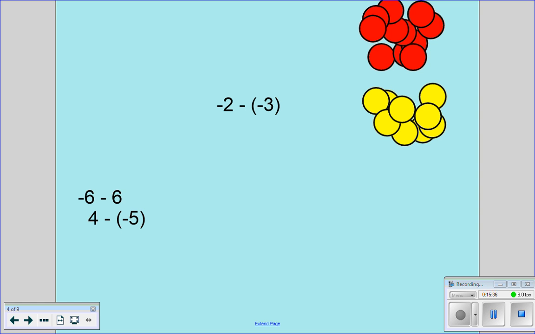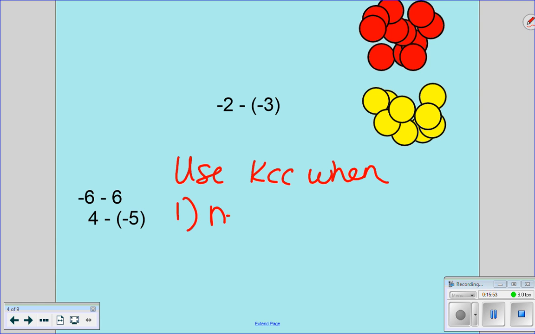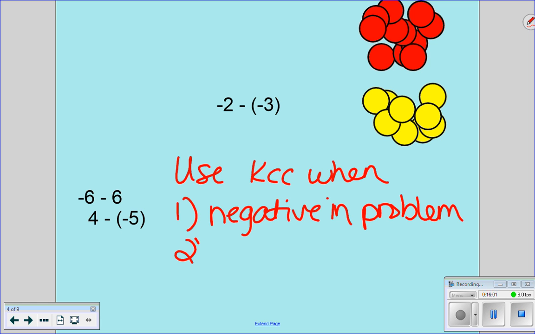Okay. Now, so many people say, well, how do I know when I need to use this? How do I know the trick? There's one specific thing, or actually two. When you use KCC, and maybe you need to write this down. Use KCC when, number one, there's a negative in the problem, and two, when you're subtracting. When it starts as a subtraction problem. Okay, that's two times when you need to use this.